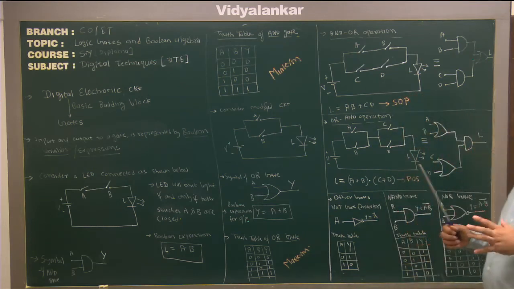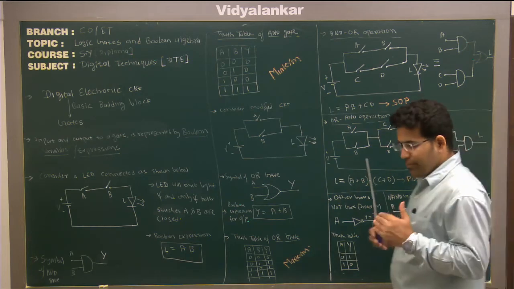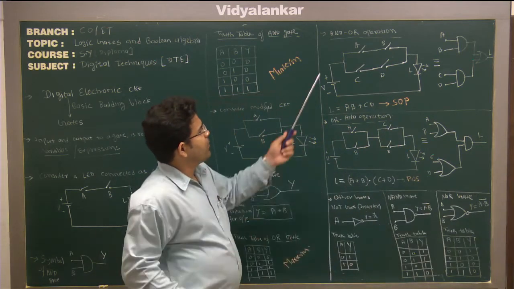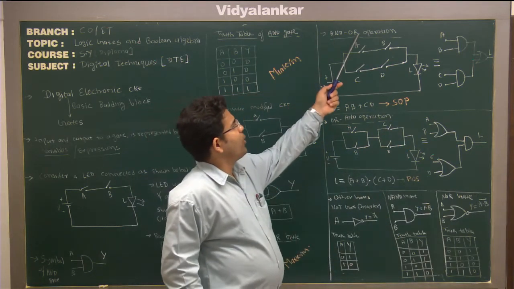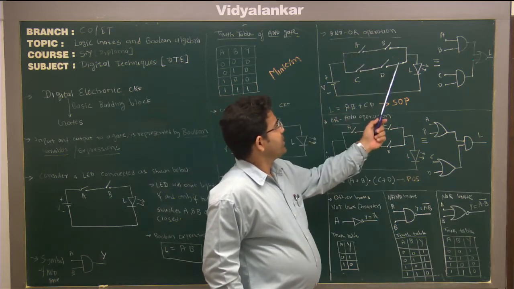Now if we combine them or cascade them, we can realize the various expressions. Now this is one example, AND OR operation. So here this is one part, this is another part.